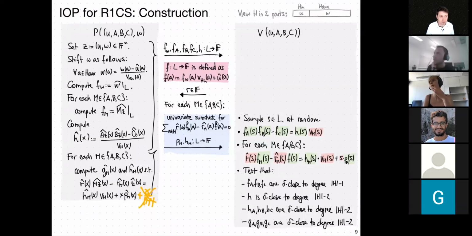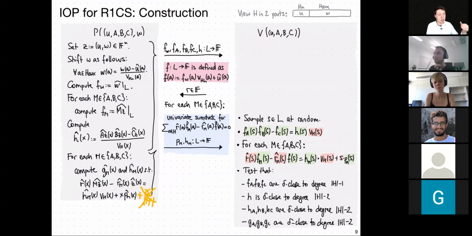Can you explain again, how did the verifier embed the statement into the check? Whenever I write F here, the verifier will have to query F at S, but F is not sent anywhere. It is some sort of virtual oracle that is assembled from an actual oracle sent by the prover and the statement that the verifier has at hand, okay?